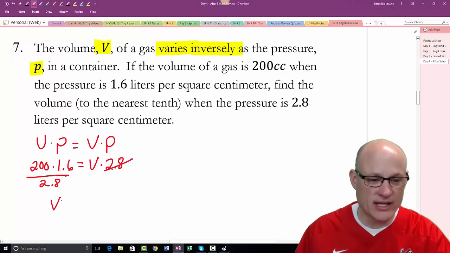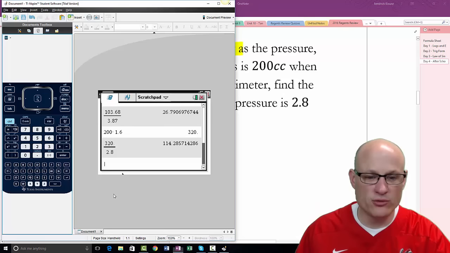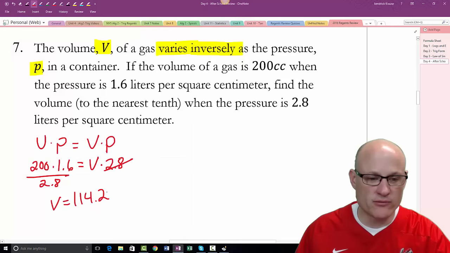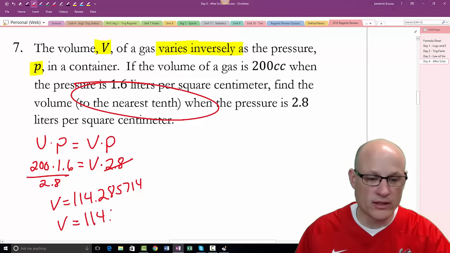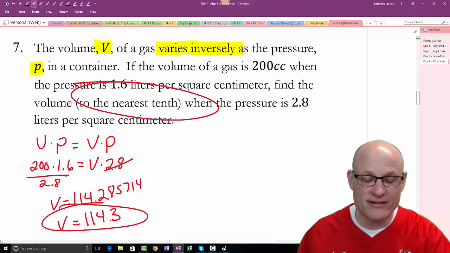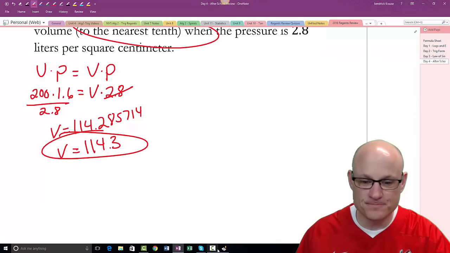114.285714. Rounded to the nearest tenth, the volume is equal to 114.3. And don't put the units. That's what it is. All right, I'll be back.